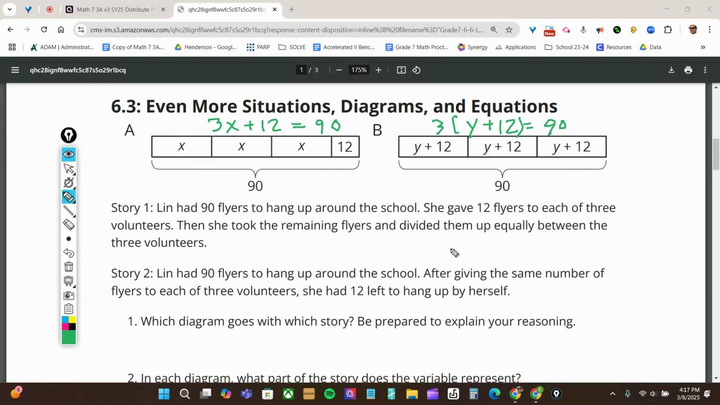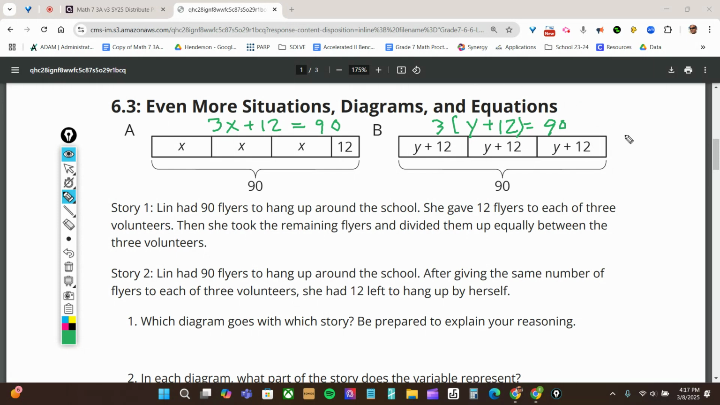Lynn has 90 flyers to hang up. She gave 12 flyers to each of 3 volunteers. Then she took the remaining flyers and divided them up equally between the 3 volunteers. Then in the second one, Lynn had 90 flyers to hang up around the school. After giving the same number of flyers to each of the 3 volunteers, she had 12 left to hang up herself.